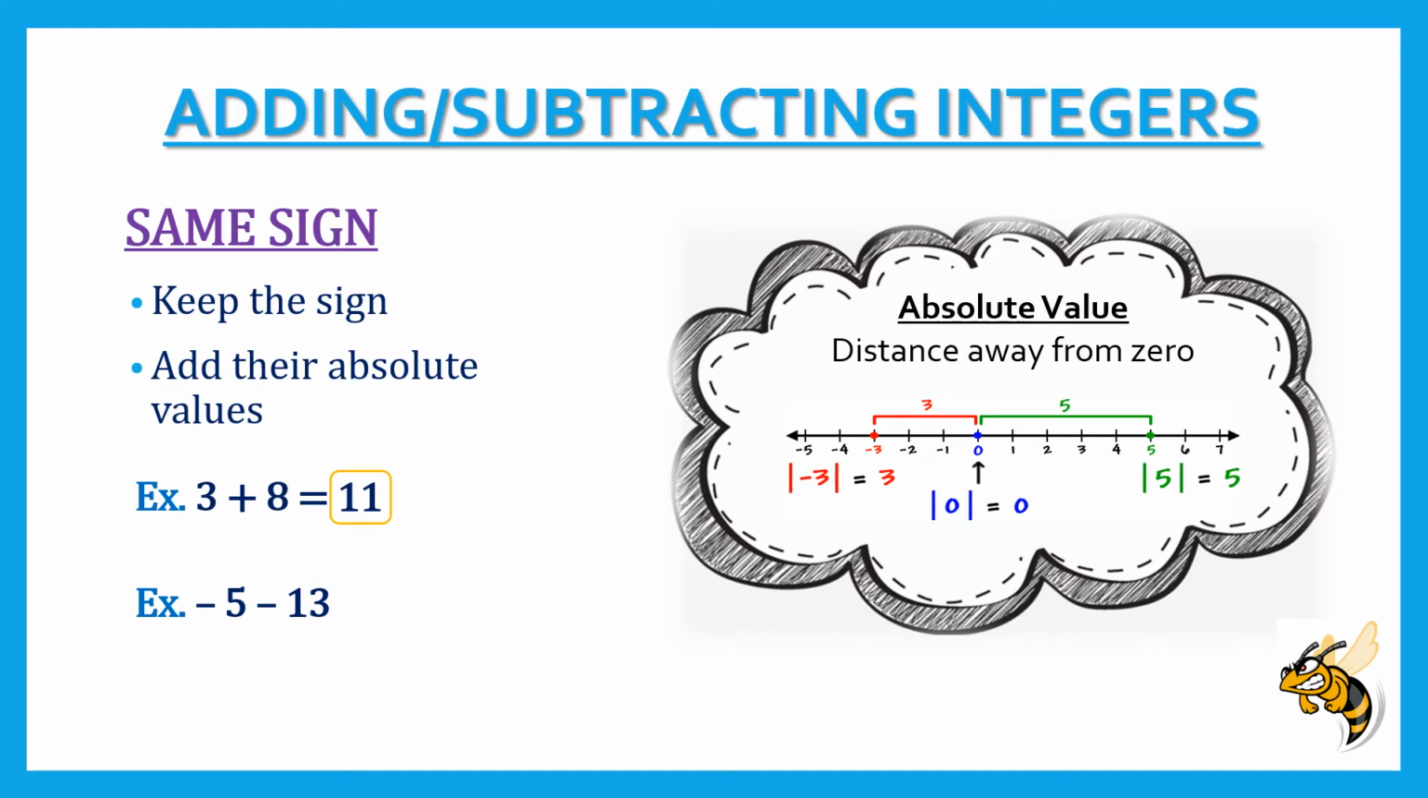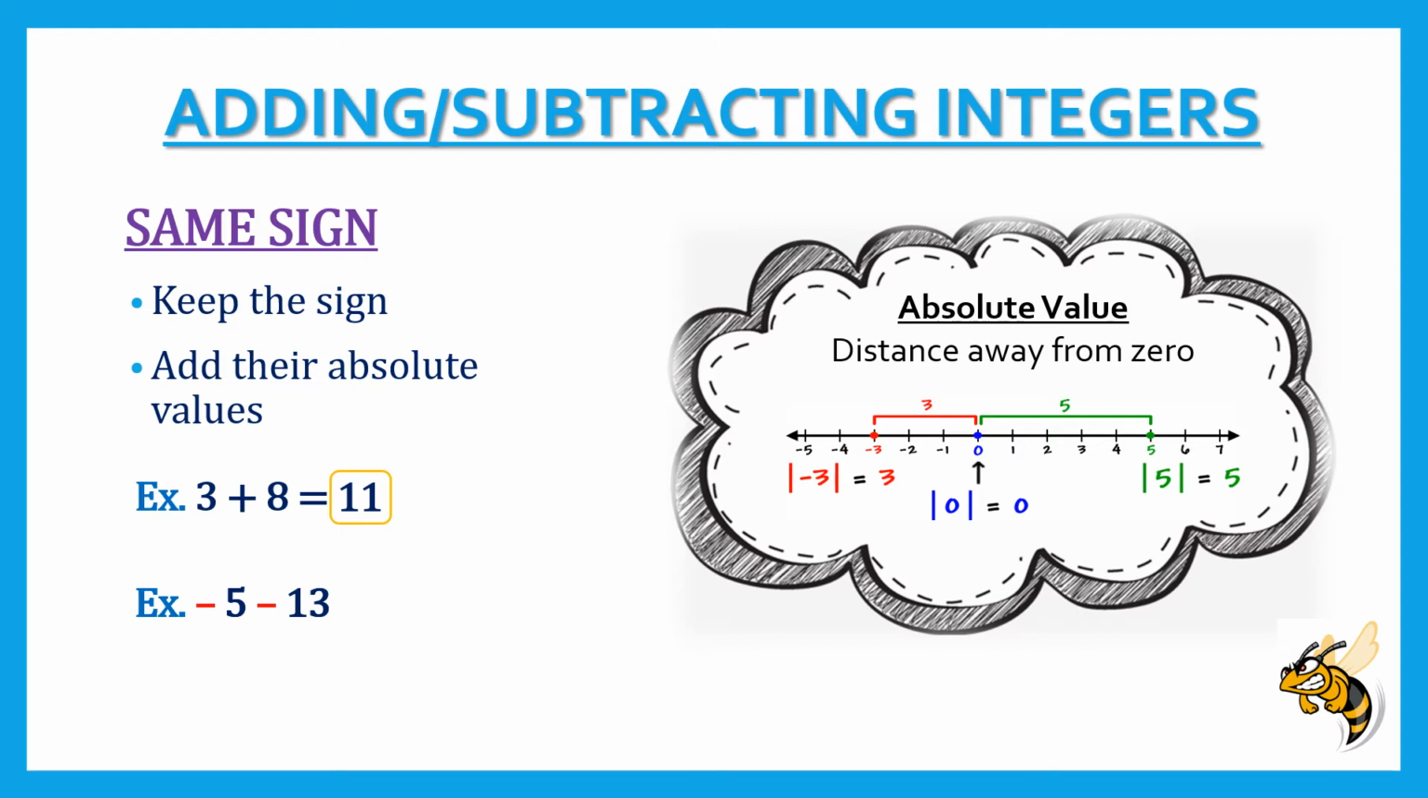Example, -5 minus 13. I know some might be saying, but that's a minus 13. A minus 13 is technically a negative 13. Why? Because technically it is -5 plus -13, because the definition of subtraction is adding the additive inverse. So both integers are negative, so you want to keep that negative sign and add their absolute values.